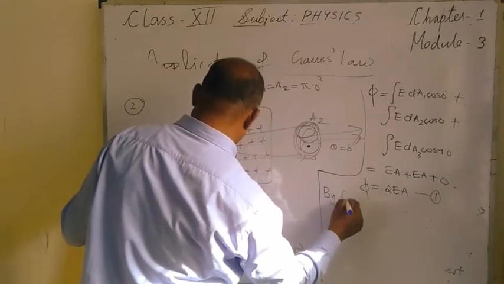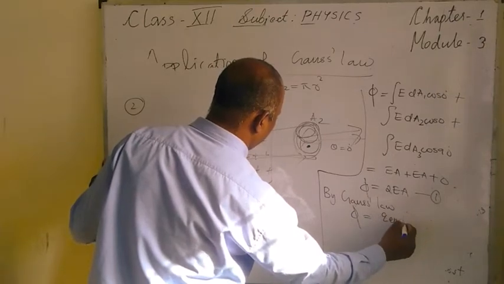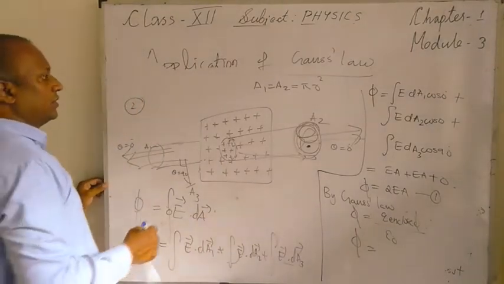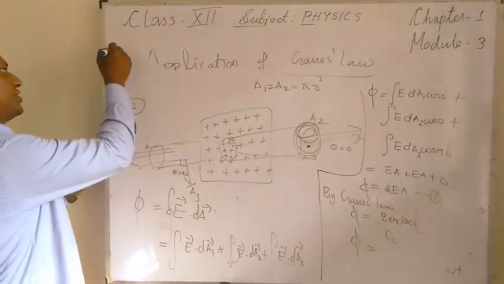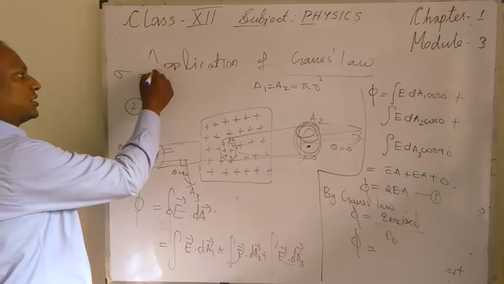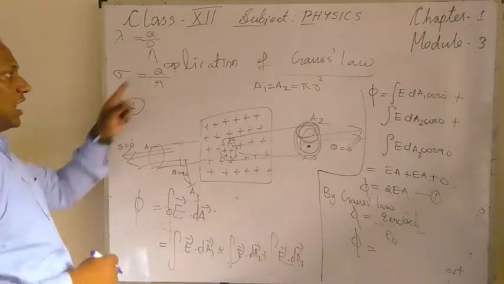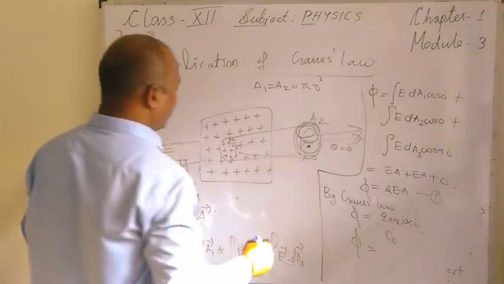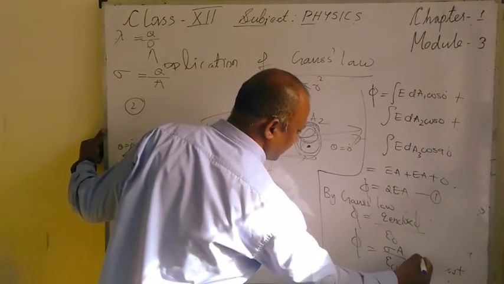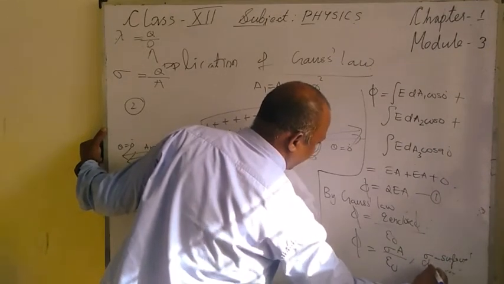But by Gauss law, what is the flux? By Gauss law, the flux is Q enclosed upon epsilon naught. And what is the Q enclosed here? Here is a surface charge area. So the surface charge density sigma is equal to charge divided by area. Linear charge density lambda is equal to charge upon length. So here Q is equal to sigma into area. I can put it as sigma into area upon epsilon naught, where sigma is the surface charge density.